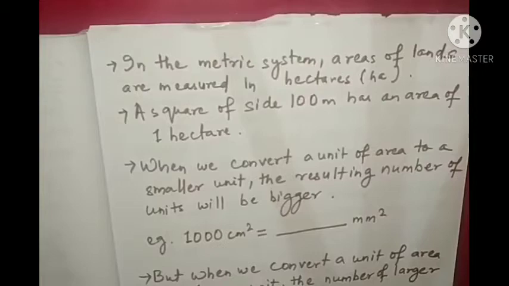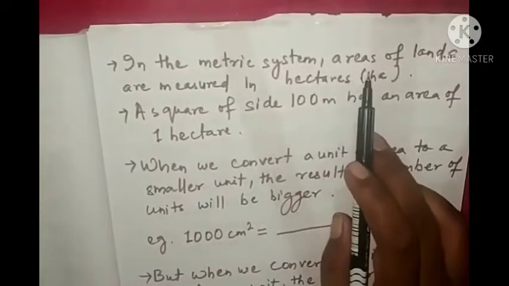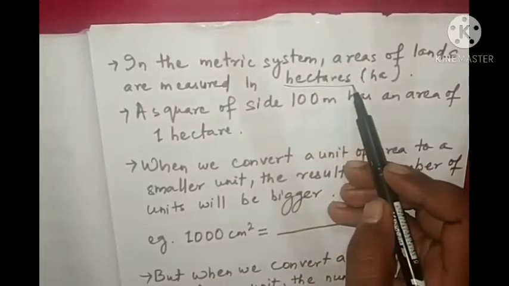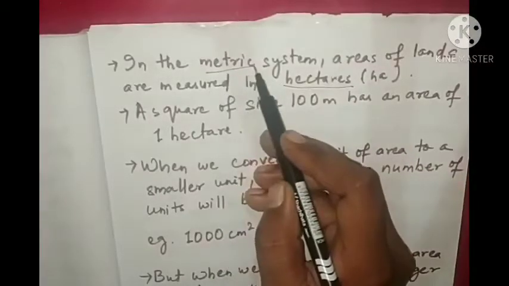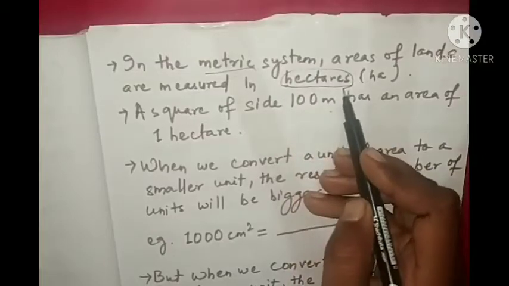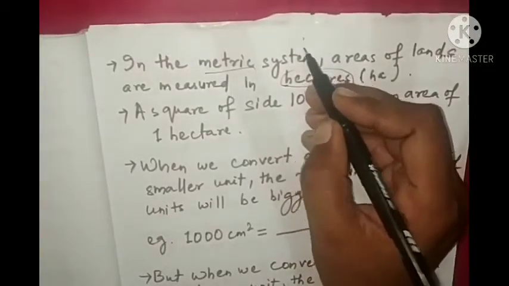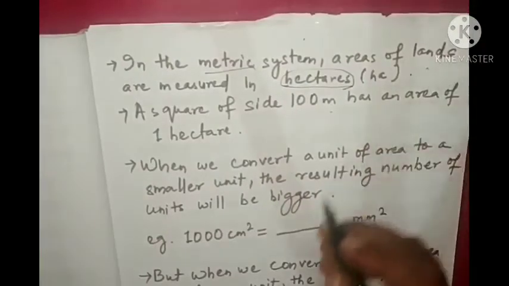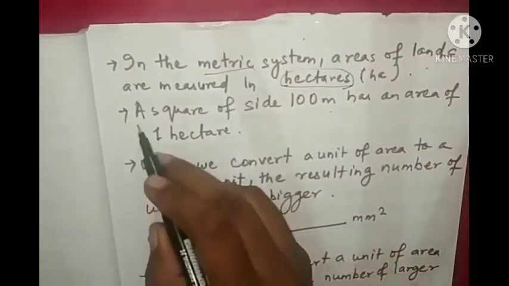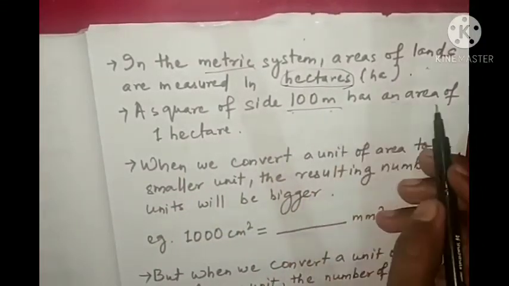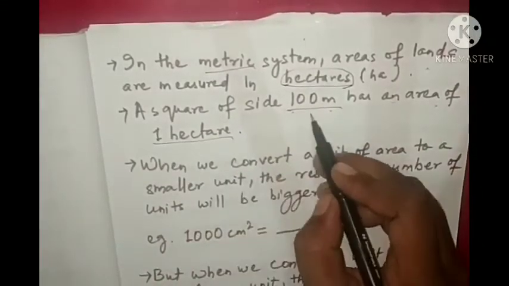So look at here. In the metric system, areas of lands are measured in hectares. So we have one metric system. In that system, area is measured in hectare. So 1 hectare equal to how much? 1 hectare equal to 10,000 square meter. So a square has side 100 meter has an area of 1 hectare.